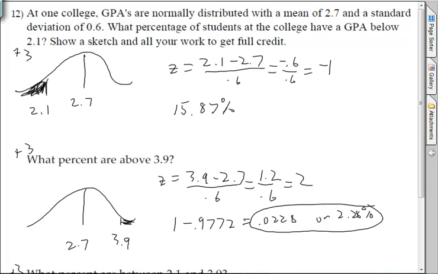On 12, 1 standard deviation below, so you've got to show the sketch for a point, get the z-score, which is -1, and then look it up in your z-table, which is 0.1587 or 15.87%. I also accepted 16% if you used the empirical rule.